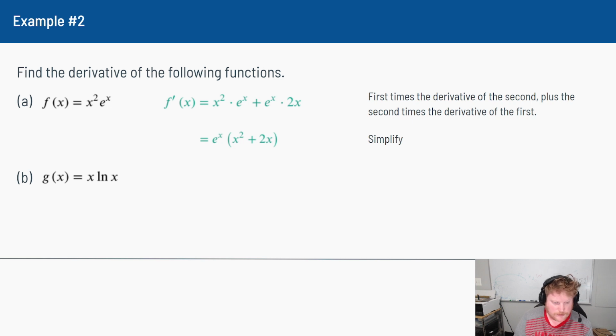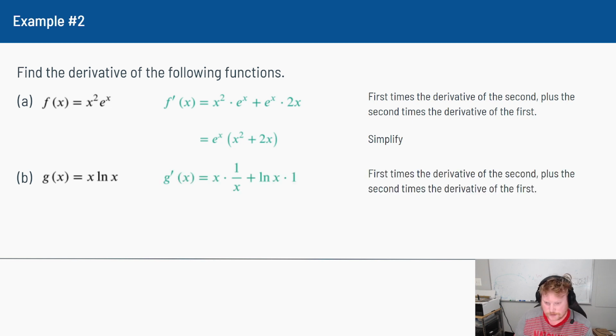The second part here, x times natural log of x. So first, we do first times derivative of the second. Remember, we said that the derivative of natural log of x is 1 over x, plus the second times the derivative of the first being x, so its derivative is just 1, and then simplify.